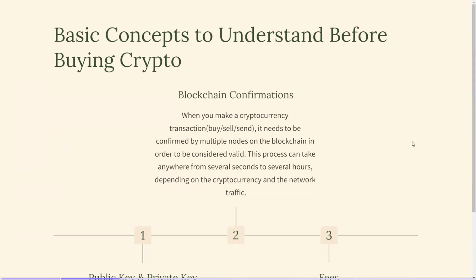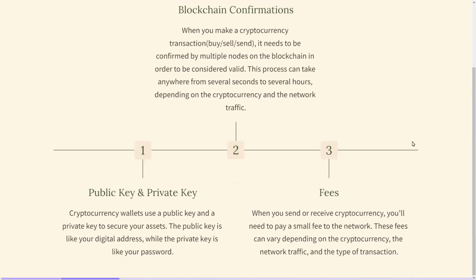So in addition to your blockchain confirmations, you have what is called a public and private key. Your public and private key are two separate things. You can think of your private key more so as a password that no one has access to, and your public key is your address that you use to send or receive crypto.